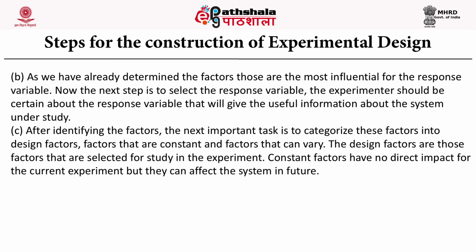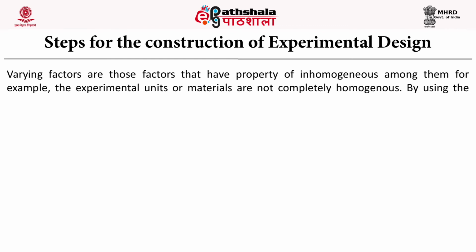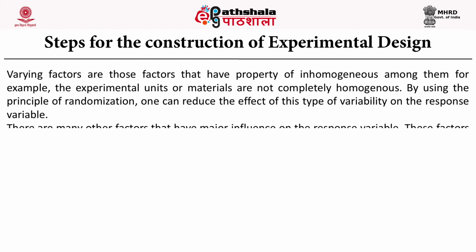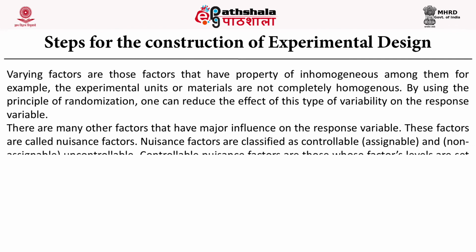The design factors are those factors that are selected for study in the experiment. Constant factors have no direct impact on the current experiment but can affect the system in future. Varying factors are those factors that have the property of inhomogeneity among them. For example, the experimental units of materials are not completely homogeneous. By using the principle of randomization, one can reduce the effect of this type of variability on the response variable.